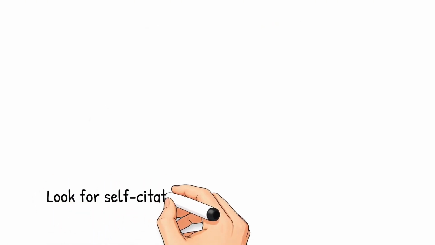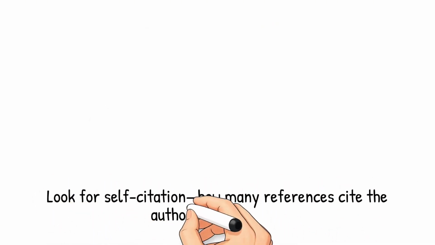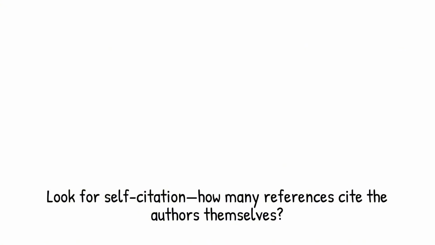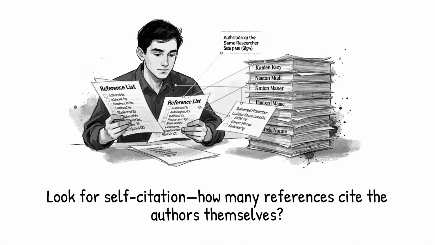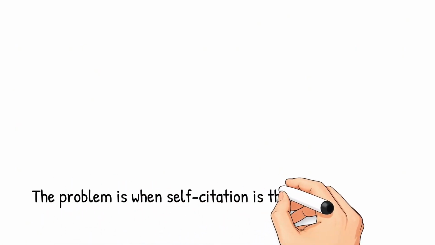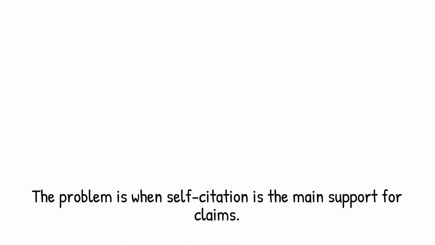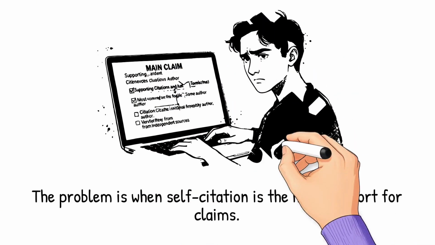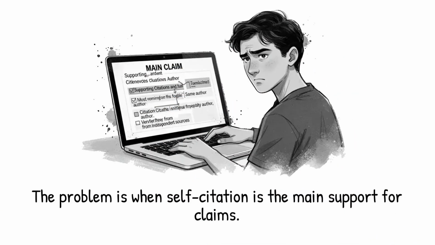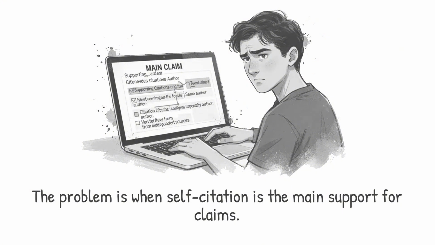The third is self-citation. How many references come from the same authors citing their own previous work? Some self-citation is completely normal. Researchers build on their own prior studies, especially in long-term cohorts. The concern is not self-citation by itself. The concern is when self-citation carries the main argument, when a key claim depends mostly on the author's own previous papers, with little independent confirmation from other research groups.